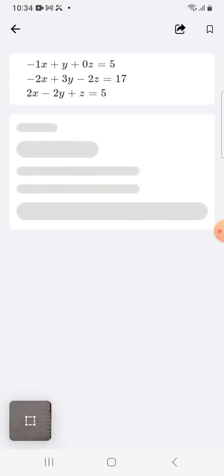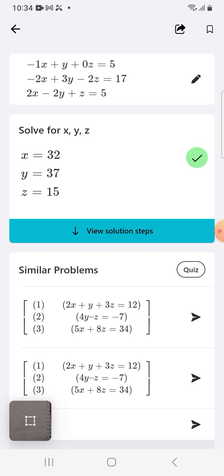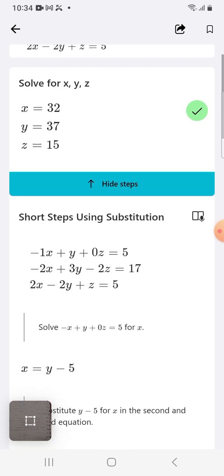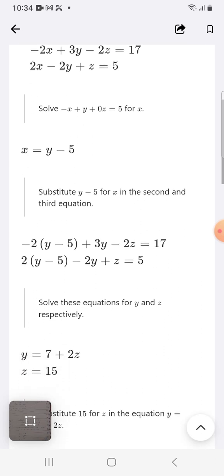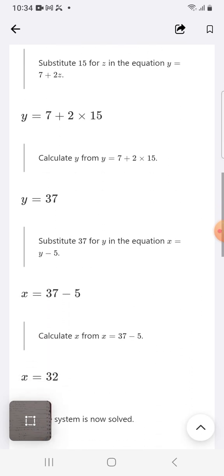Oh, fantastic. So let's confirm that. Okay, it has solved it. You can see it's x equals 32, y equals 37, and z equals 15. It's just like that, simple as that. If you want to see how the solutions are done, you come here and you see it. It uses a substitution method to solve it.